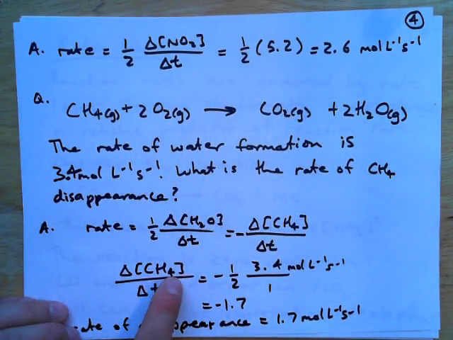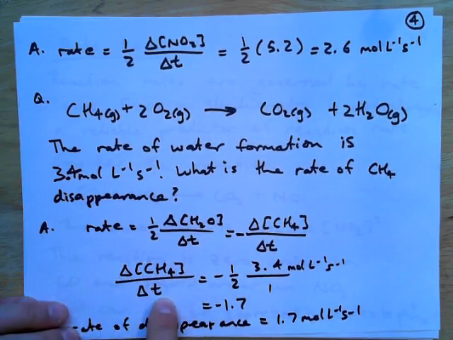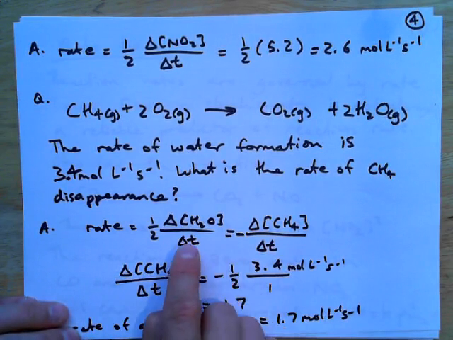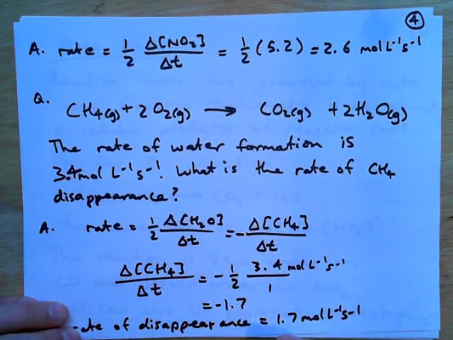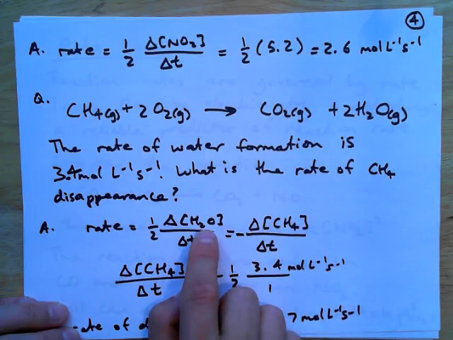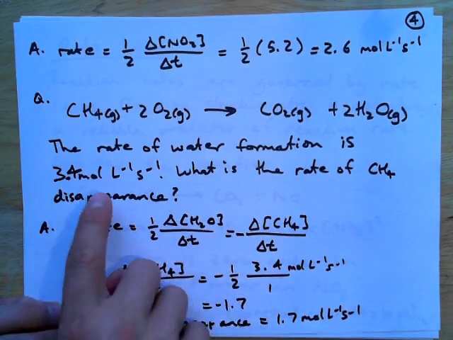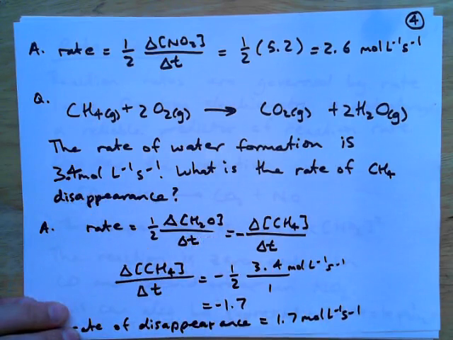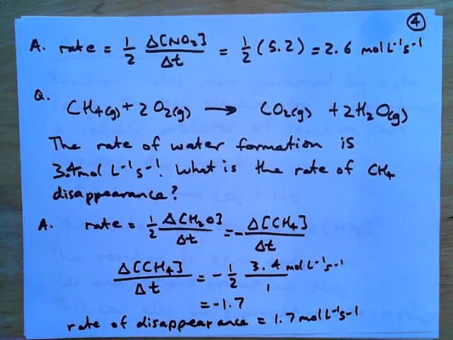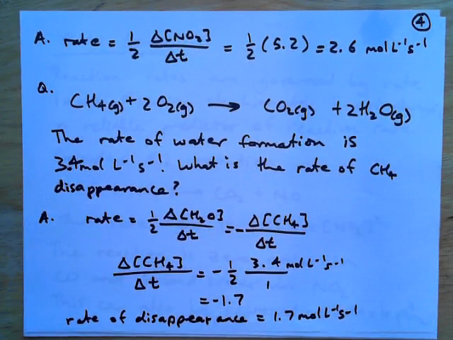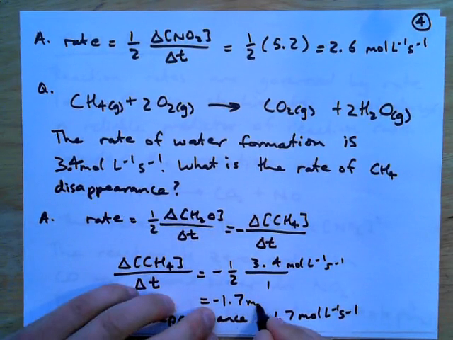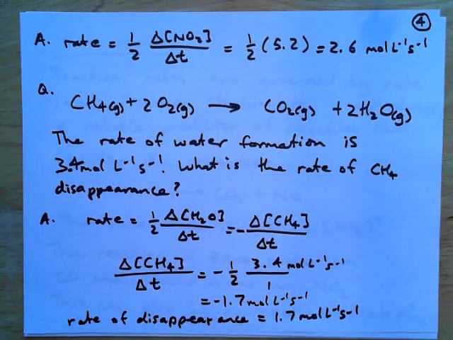Okay, so now the change in the CH4 over time, which this part here is the rate of the CH4 over time, is going to equal minus 1/2 of 3.4 mole per litre per second, because this has just been substituted in, what the water value is, 3.4. Okay, so I hope that makes sense. So the overall rate here is going to be minus 1.7 moles per litre per second, and so the rate of disappearance is going to be a positive of that value.